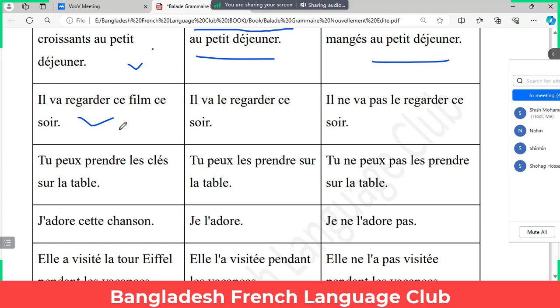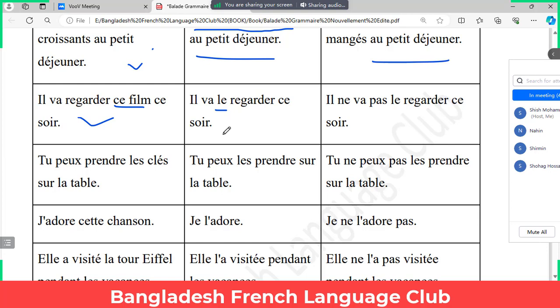Sorry, masculine singular. Right. So il va le regarder ce soir. So film is replaced by le, according to the number and gender, right? So il va le regarder ce soir means he is going to watch it this evening, right?